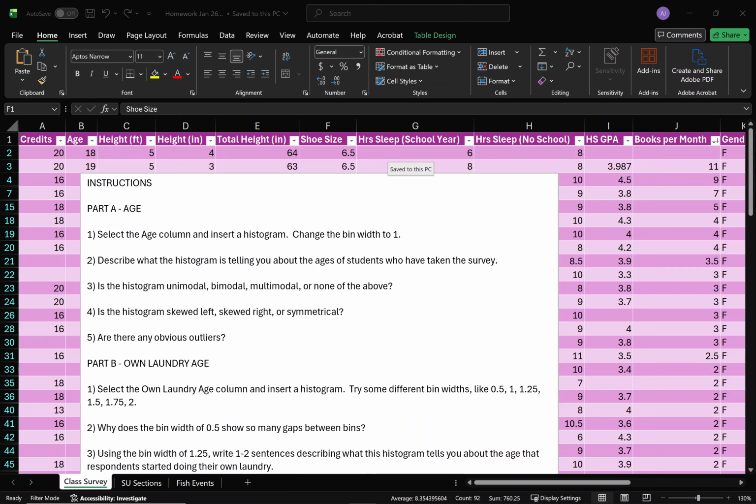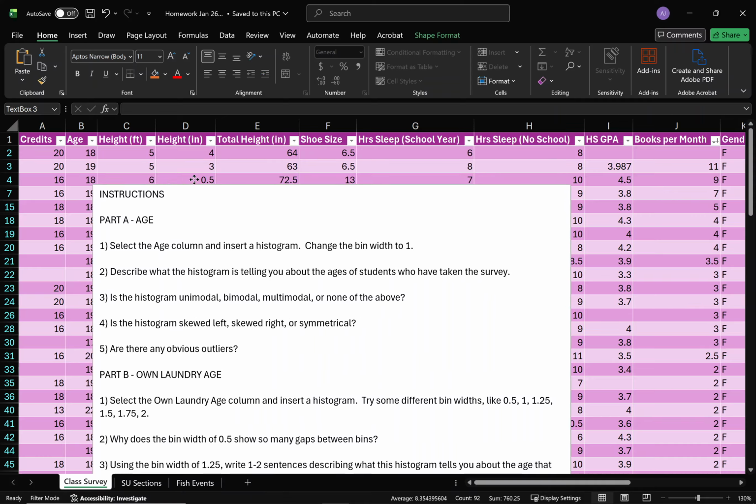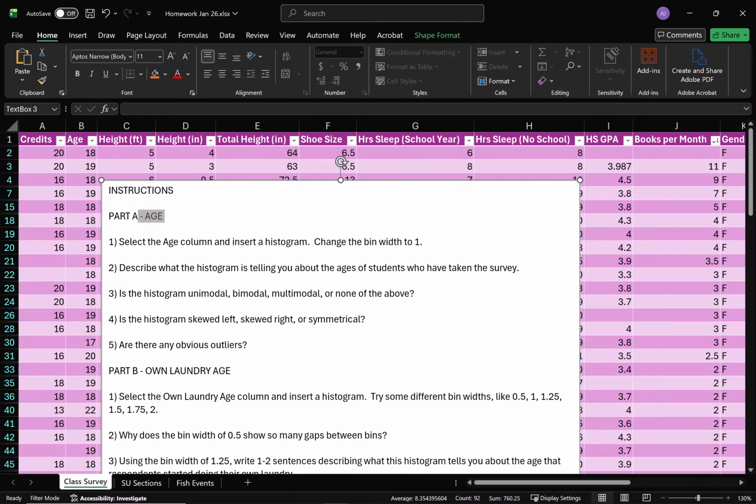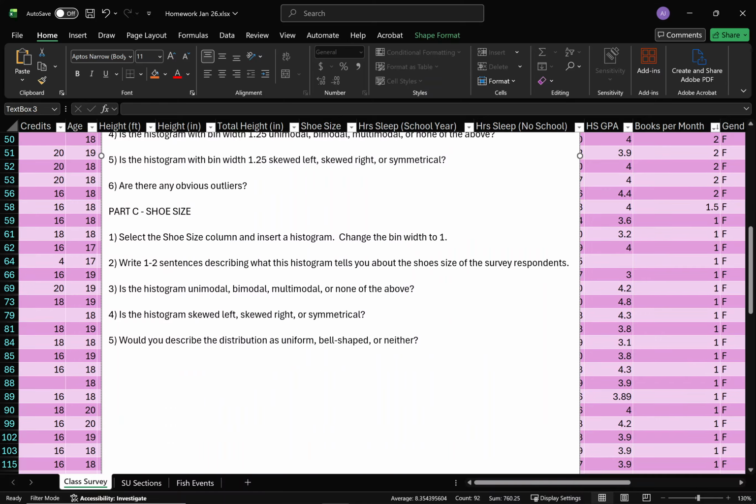Hello everyone, in this video I am going to go over the homework for January 26th. So here are our instructions in the Excel file. There's three parts. We're going to use the age variable, the own laundry age variable, and the shoe size variable.